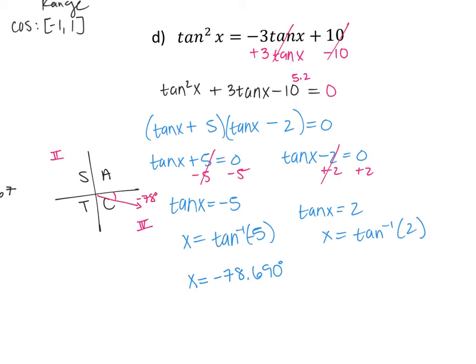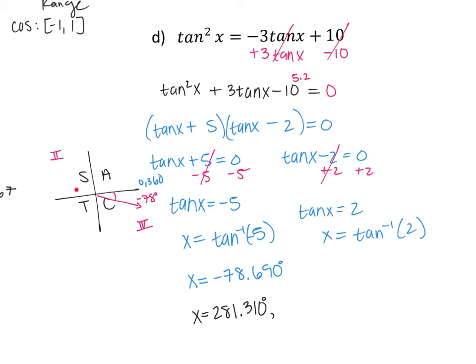So if I could take, let's see, 0 and 360 would be here. If I want to make this angle positive again, I need to take 360 and subtract 78 from it, which would give me x equals 281.310 degrees. And that looks so much better than what I had before. So that is the fourth quadrant angle.